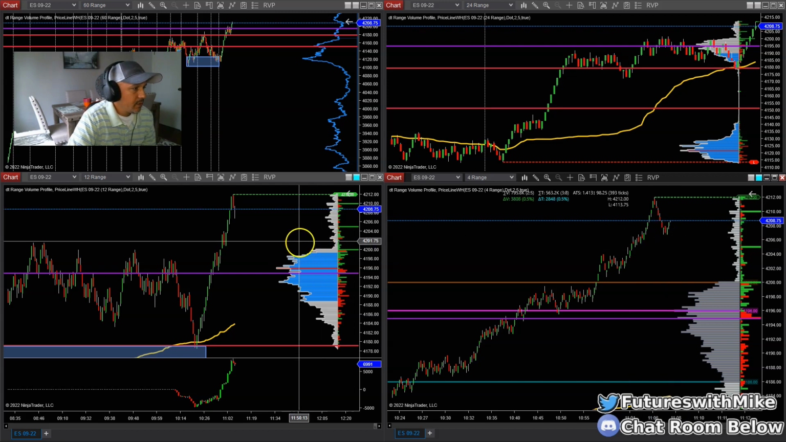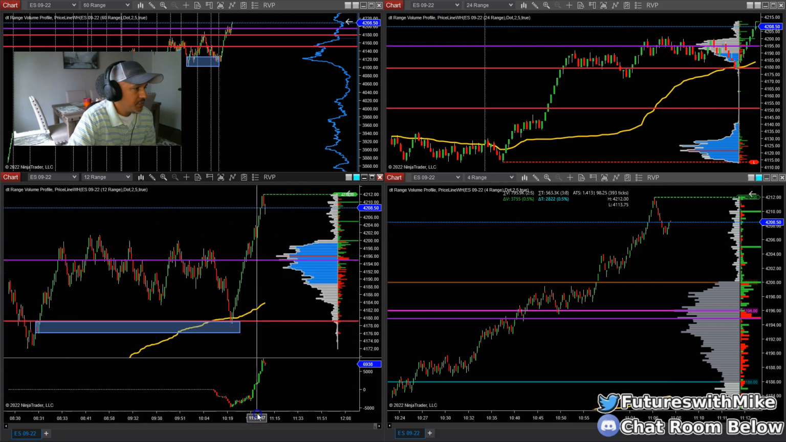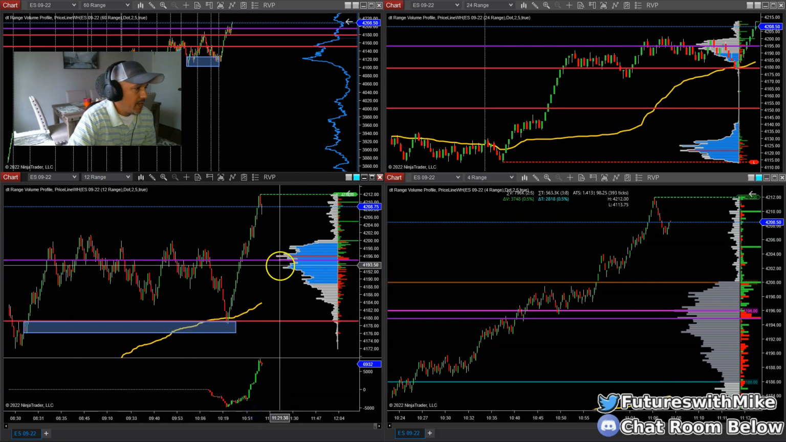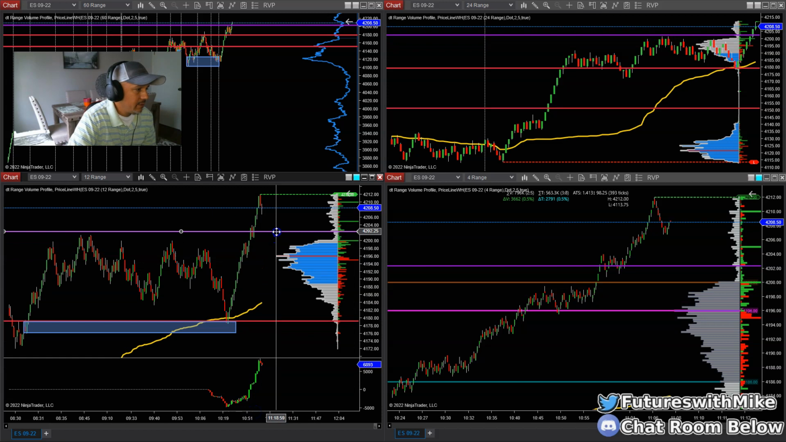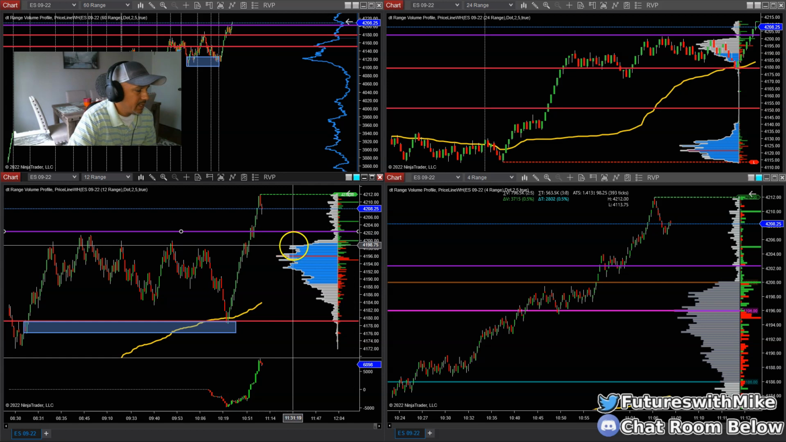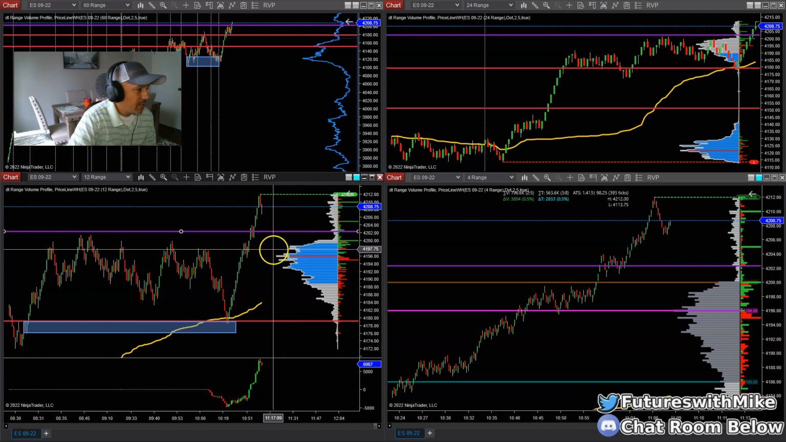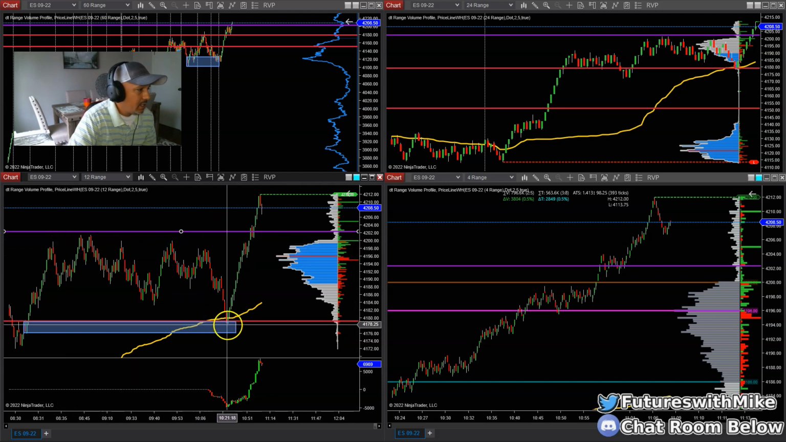So, I'm not sure. We could get a pullback to around this area here, or even potentially down to this area right here. So maybe around 4203 or somewhere. I don't know about this one here because it's at the upper edge of the high volume area. But maybe here, it could pull back here and bounce. But this would be a small little support area right here, or supporting swing, I should say. And then there's resistance sitting right here as well.